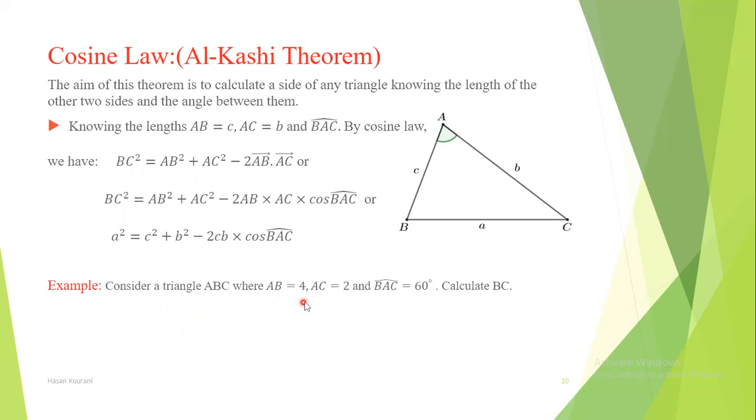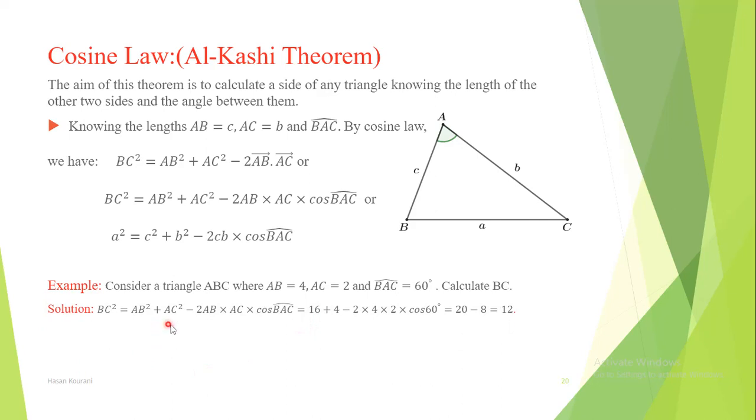Consider a triangle ABC where AB equals 4 and AC equals 2. Let's consider this drawing, and suppose angle BAC is 60 degrees; the other values are whatever, never mind. It's important to know that we can apply cosine law in any triangle, including special triangles. And we are asked to calculate BC. So try to do it yourself before you see the answer.